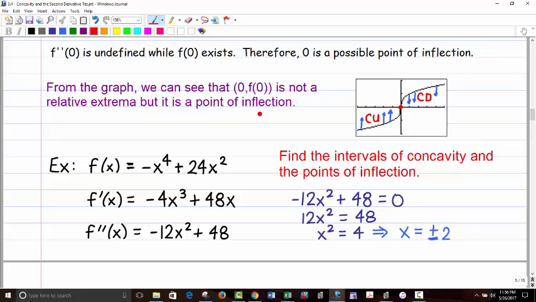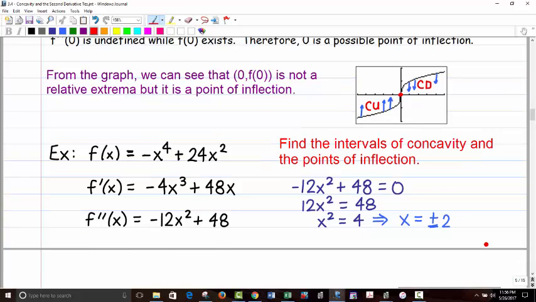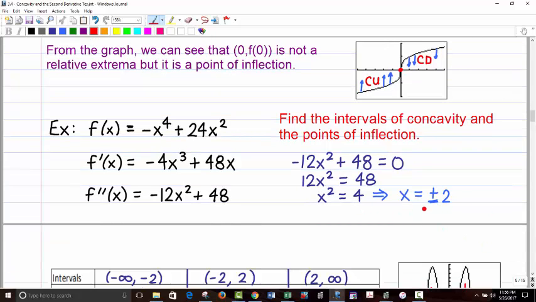Okie dokie, let's see what we got here. This is a pretty easy polynomial. f of x equals negative x to the fourth plus 24x squared. So we jump down here and we have negative 12x squared plus 48. Set that equal to 0. We get x squared equals 4. That gives us two answers. Plus and minus 2. Very important.